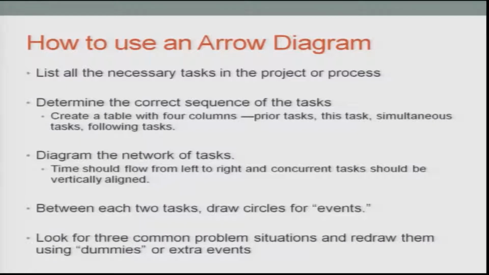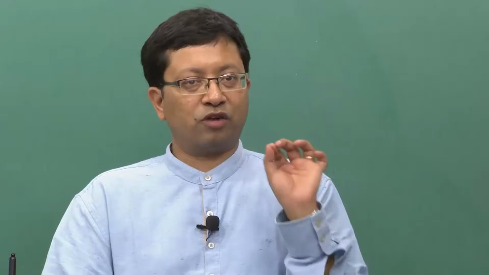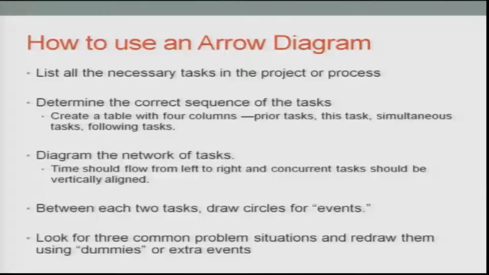List all the necessary tasks in the project or process. If you remember, I did mention Gantt charts. Gantt charts are basically the preliminary work you have to do in order to draw the PERT and the CPM or the arrow diagrams to the best possible extent. Determine the correct sequence of tasks. That would be coming out from Gantt charts.